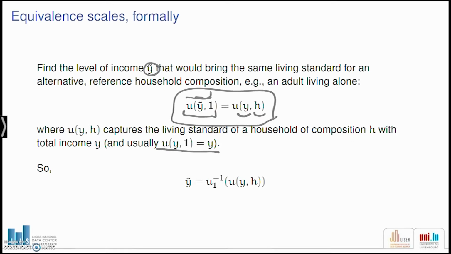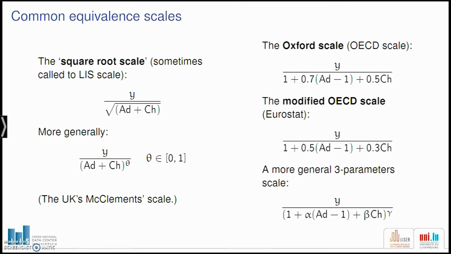Usually we'd assume that U of Y and composition 1 is simply equal to the total household income if living alone, but that still leaves a lot of freedom in how we define this function. And that's, if you like, the formal expression for equivalence. Now, concretely, equivalence scales are rarely expressed by specifying this function U directly. One could think of very many alternative definitions of equivalence scales, but in fact, very few are used in practical applications. And here is the set that you'd find in a vast majority of applications.